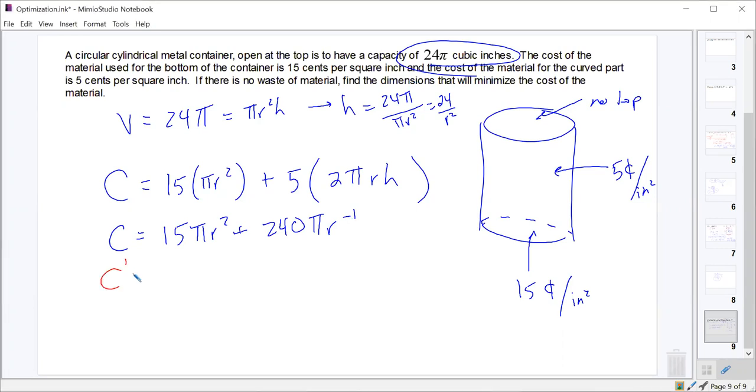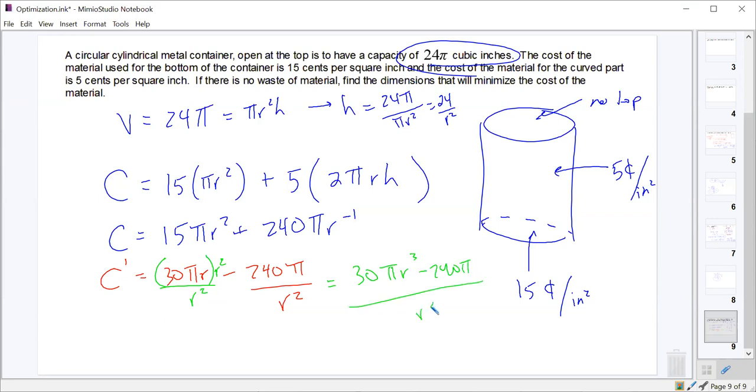Which we can now take the derivative of. C prime should be 30 pi r minus 240 pi r to the negative 2. And we need to get a common denominator. So we'll multiply this by r squared and this by r squared, so that C prime is 30 pi r cubed minus 240 pi over r squared.